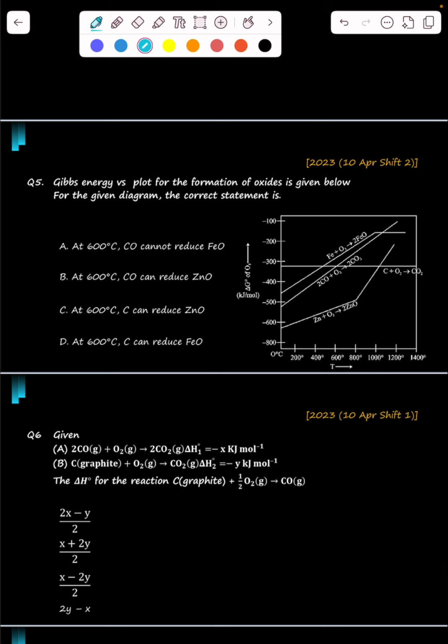That is question actually metallurgy का है, लेकिन साथ में thermodynamics का भी connection है इसमें. So let's find out what should be the answer for this question. Okay, Gibbs energy versus plot for the formation of oxide is given below. So we have to check it.